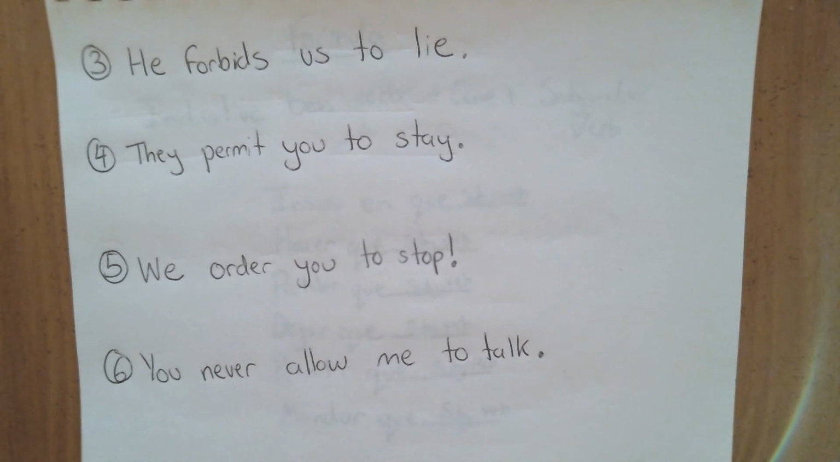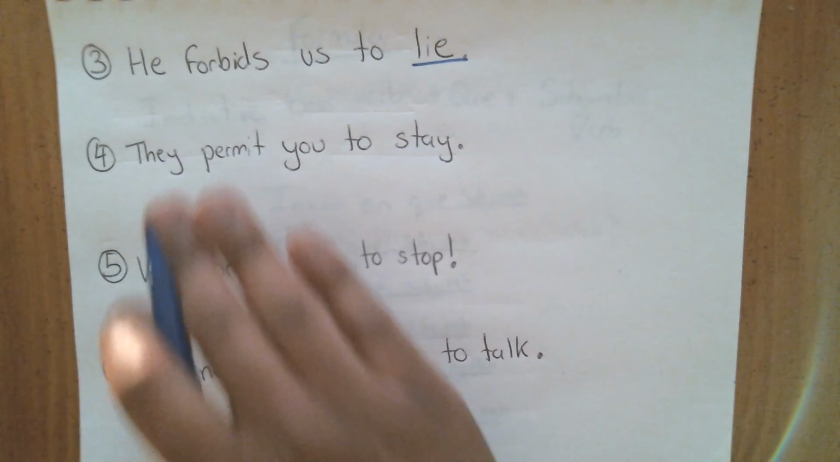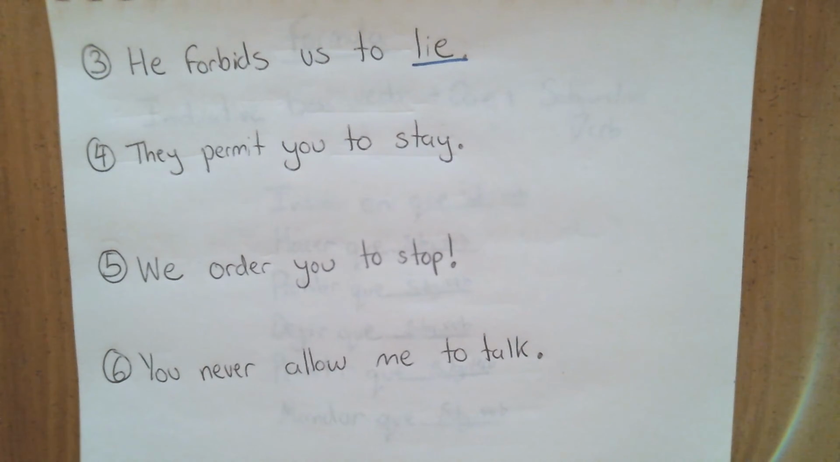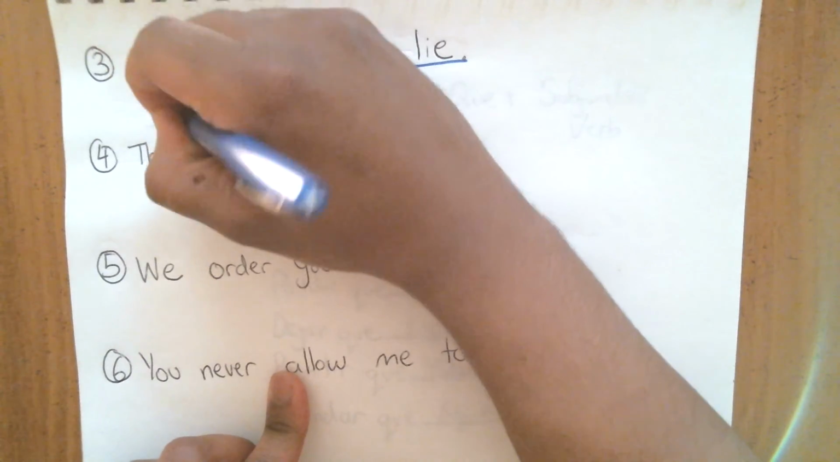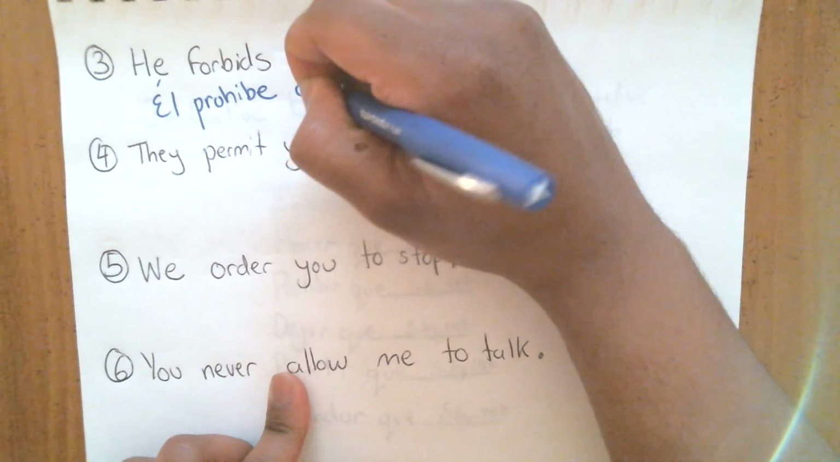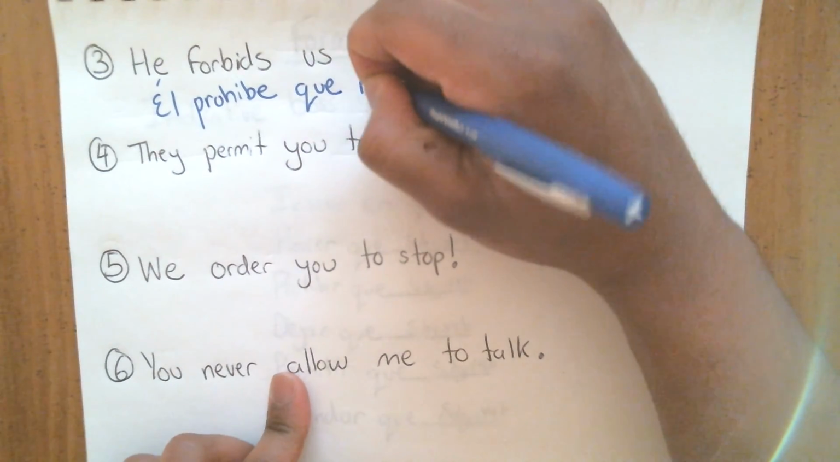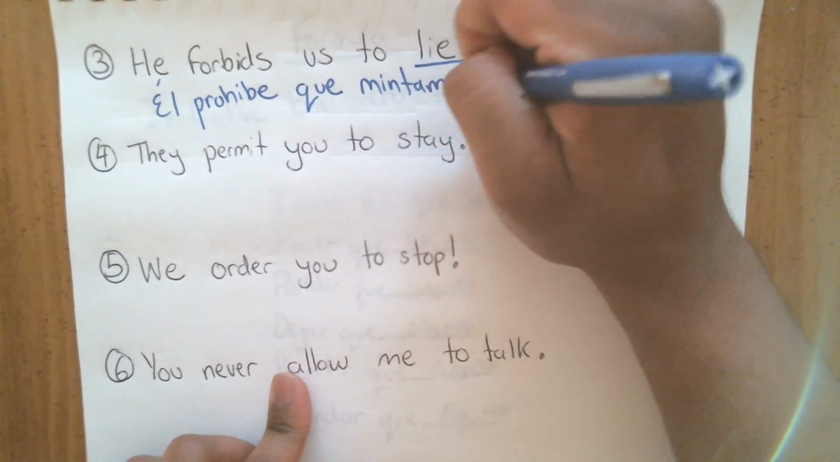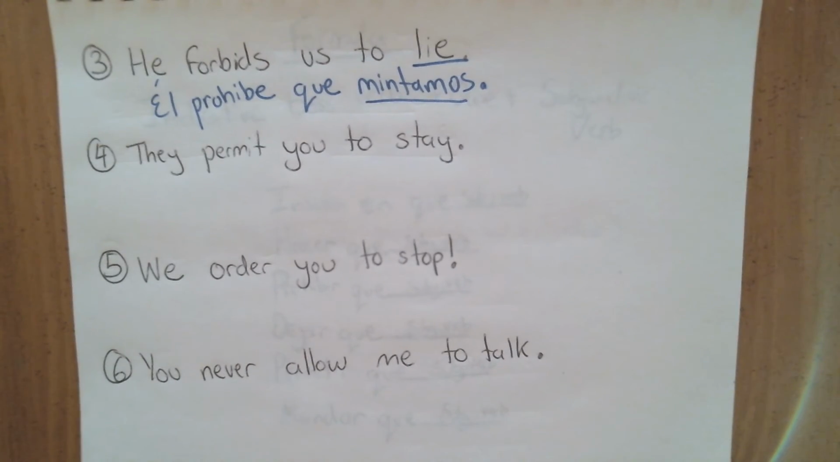How about this one? He forbids us to lie. Who's in charge in the sentence? He is. And who is doing what he says? We are. So we are the servant in the sentence. So servant uses subjunctive. What verb are we doing in the sentence? Lie. That is the verb that is attached to the us. And so his verb is going to be in the indicative. That's just going to be él prohíbe que mintamos. Okay? Mentir is going to go in the subjunctive here. So remember, the servant verb is subjunctive.